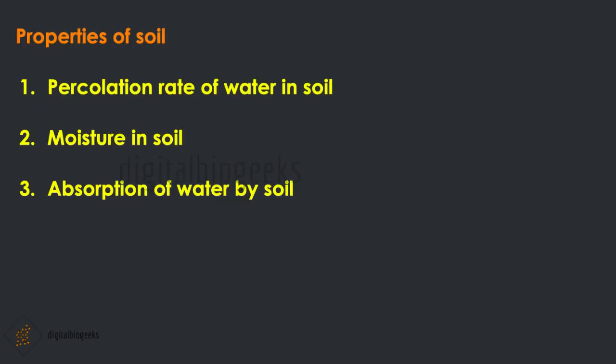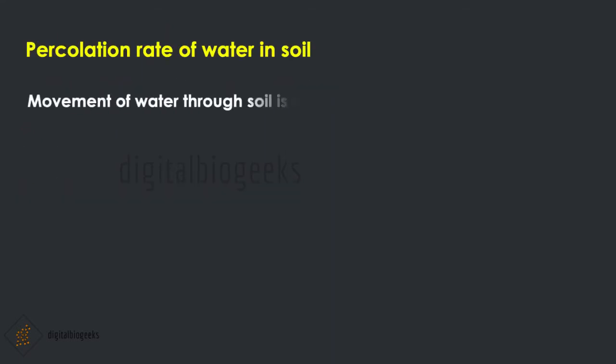Now let's learn about the properties of soil. There are mainly three properties of soil: percolation rate of water in soil, moisture in soil, and absorption of water by soil. Let's learn about each of them. Percolation means the movement of water through the soil. For example, imagine this is a sample of soil. If we pour some water into this sample of soil, the water will move down through the spaces between the soil particles. It is called percolation.